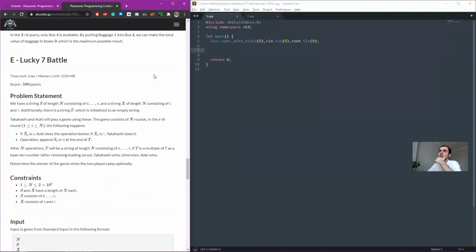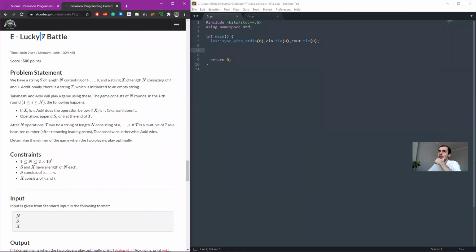Let's go to E. Like I said before, I hate digit problems. I think they have no value whatsoever. Well, it's relevant, all right? We have a string S of length N consisting of 0 and 9, and a string X of length N consisting of A and T. Additionally, there is a string T, which is initialized to an empty string.